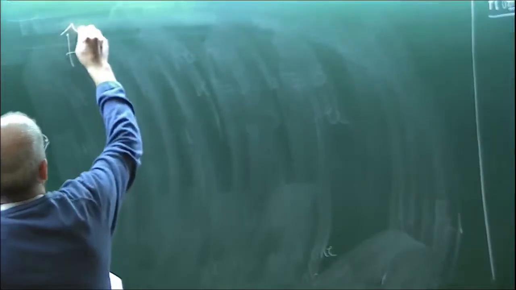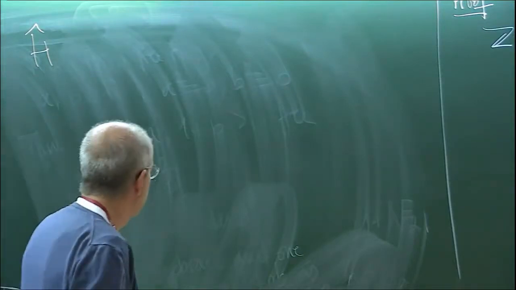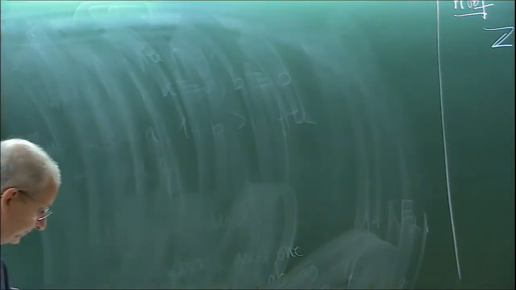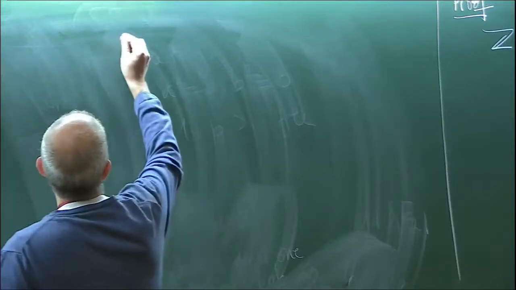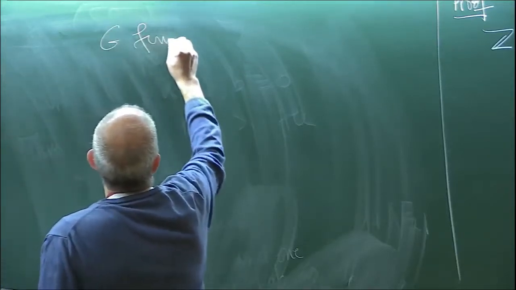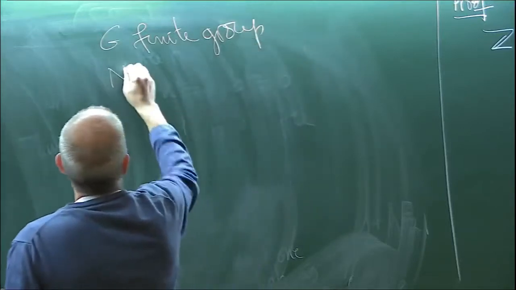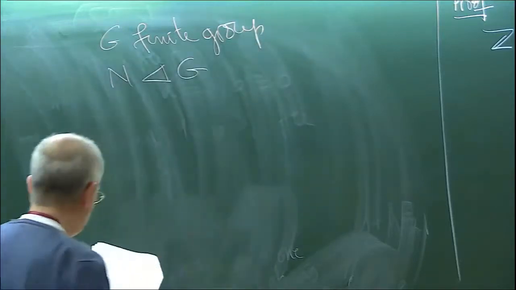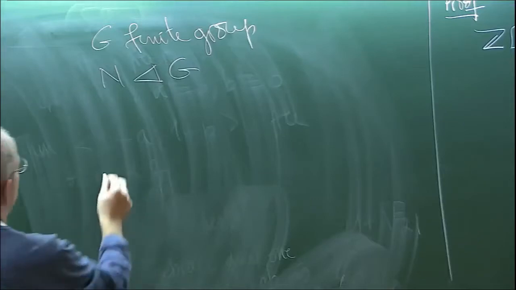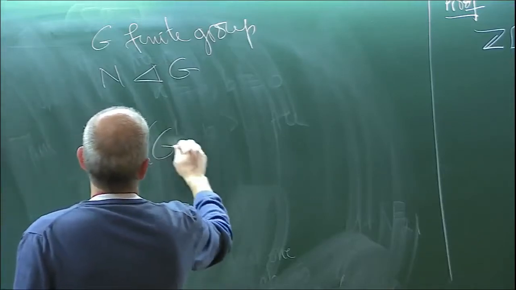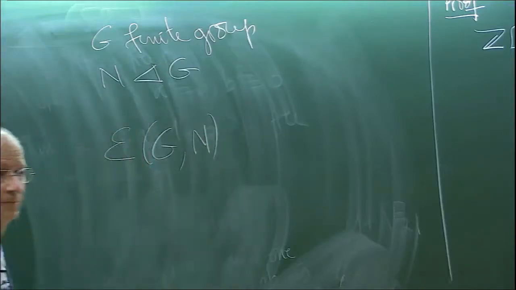In general, if I take a hat of a group, this is not central. It's only central if it's normal. Okay, but it's not central yet. So therefore, I introduce the following notation. So let G be a finite group, and N a normal subgroup of G. And I'm going to define a new idempotent, which I denote this way.